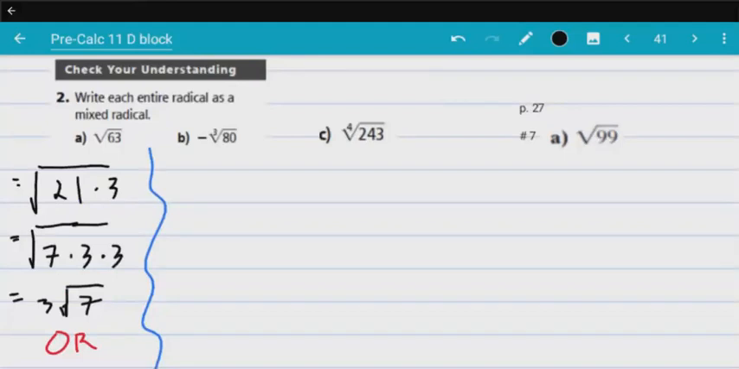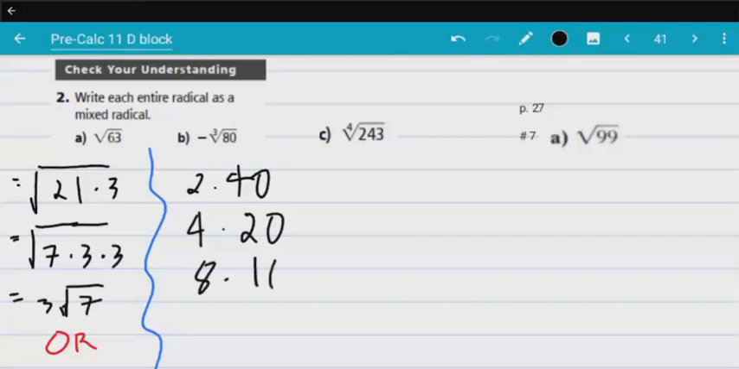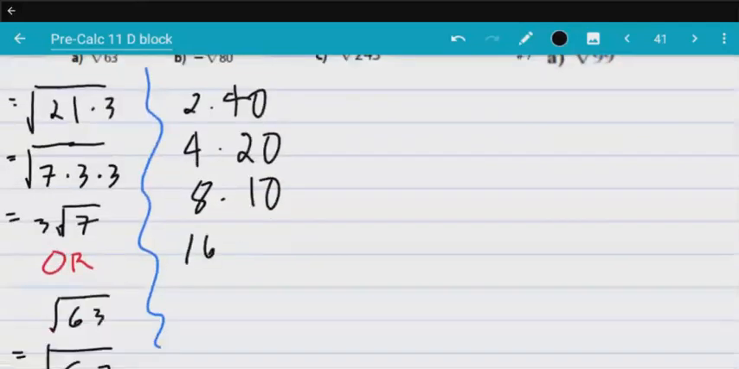That's why I strongly encourage you to, for lack of a better term, memorize the times table, memorize your perfect squares and perfect cubes. Because for 80, for example, I don't know how much time you will take to figure out what numbers to use. For 80, it could be 2 times 40, 4 times 20, 8 times 10, or 16 times 5, all of which would actually work, all right?